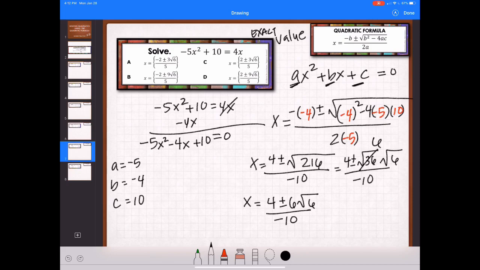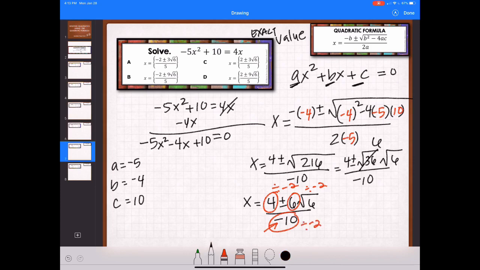So we're not quite finished. We need to simplify a little bit more. If you notice, 4, 6, and negative 10 are all divisible by 2. I also notice that the denominator has a negative, and I don't want a negative there. So I'm going to divide all three numbers by negative 2 so that I can simplify this a little bit more.